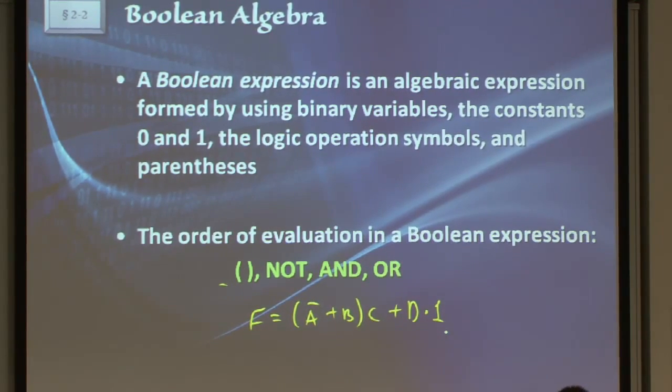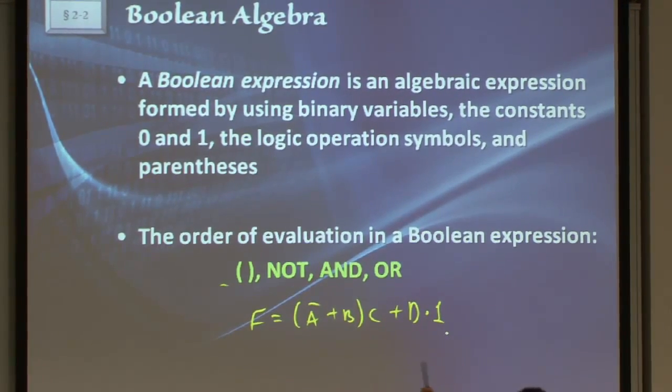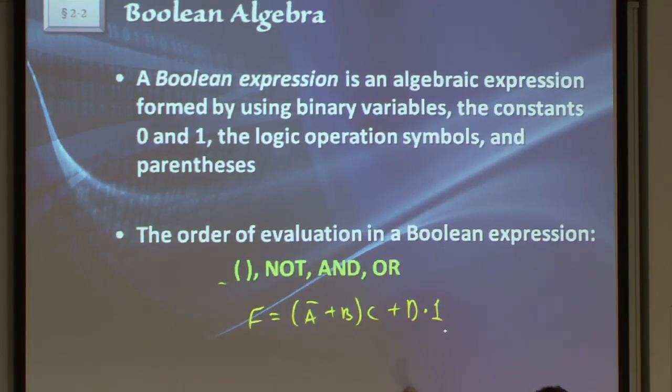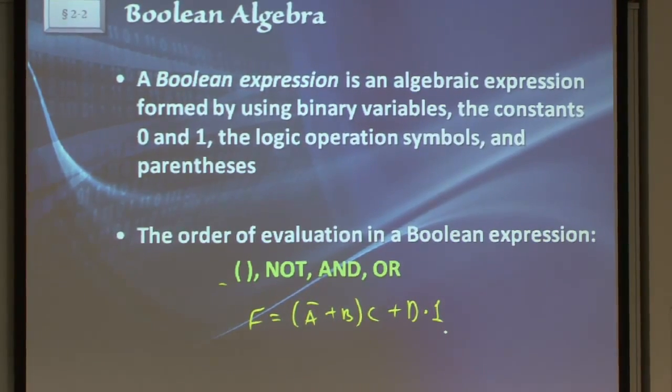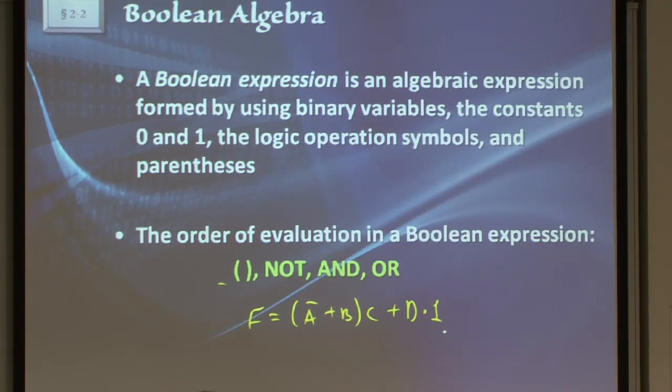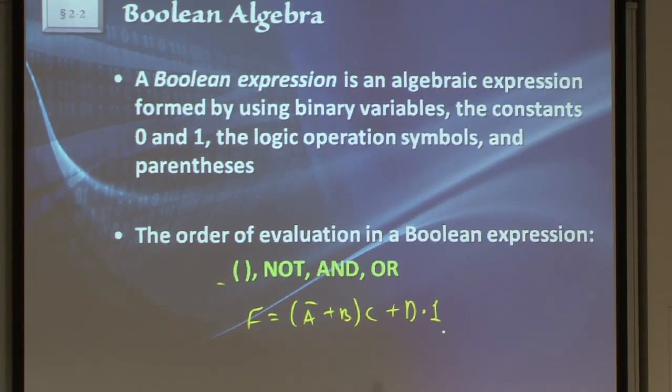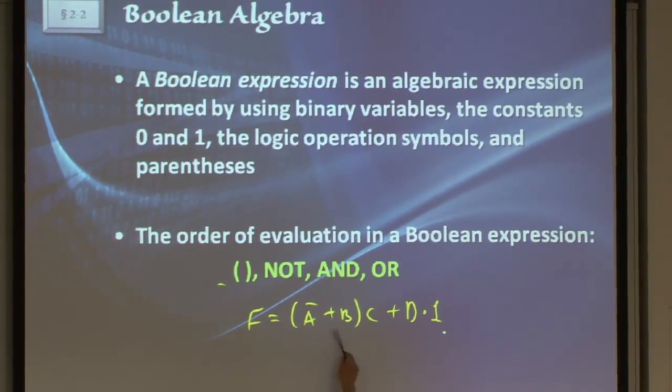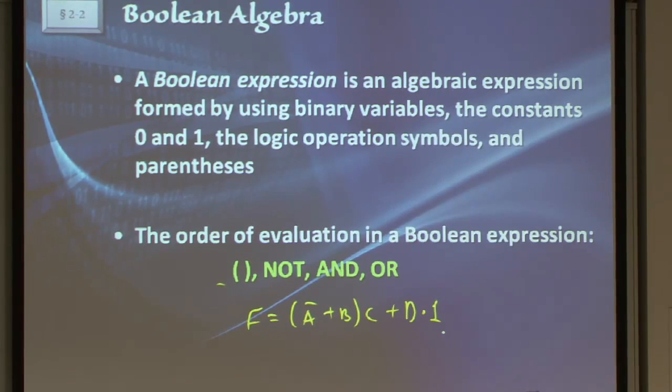D and 1, by the way, will always give us D, because anything and 1 will give us the same thing. And we will talk about the identities in a second. And then once we evaluated this part and this part, we OR them together to get the result.